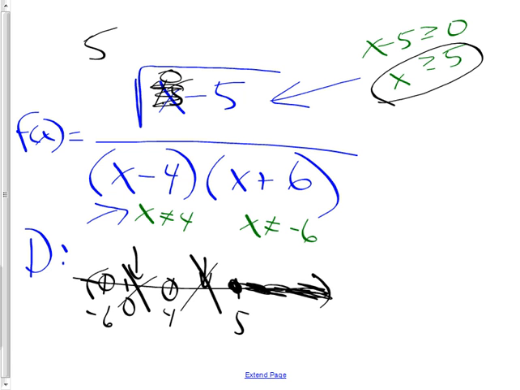I'm going to put in like negative 8. If I put in negative 8 right here, negative 8 minus 5 is going to be a negative underneath the square root. Still can't do it. That's out. Final answer is from 5 to infinity, and yes, you'd usually write that like this. And can it be 5? Yeah.